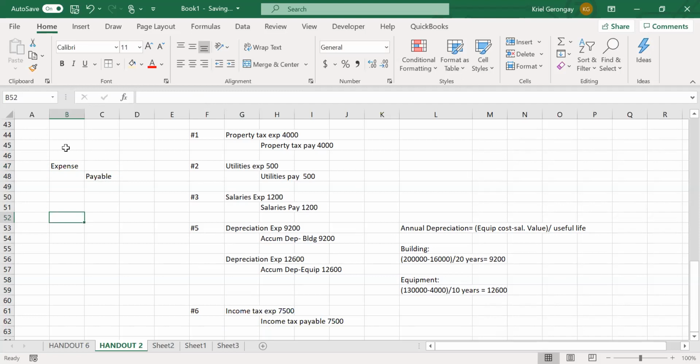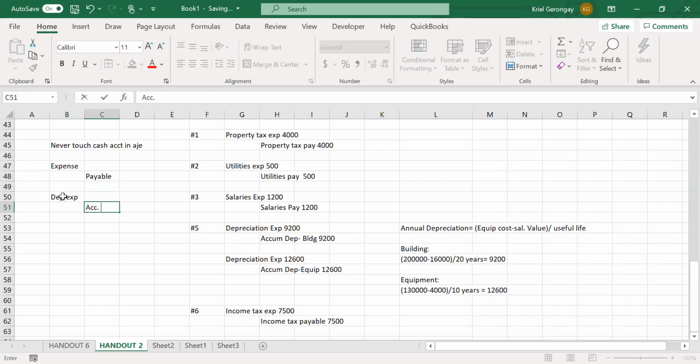So you're never ever going to, in an adjusting journal entry, touch the cash account. Never touch cash in adjusting journal entries. Like ever. So if you're reading a problem and you think that you should adjust a cash account, never. That's wrong. Expense payable, and then depreciation expense. If you're doing depreciation, then this will be accumulated depreciation.